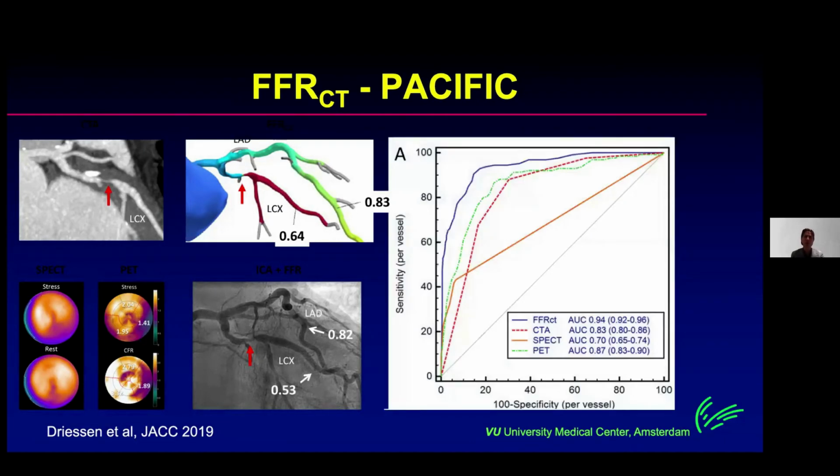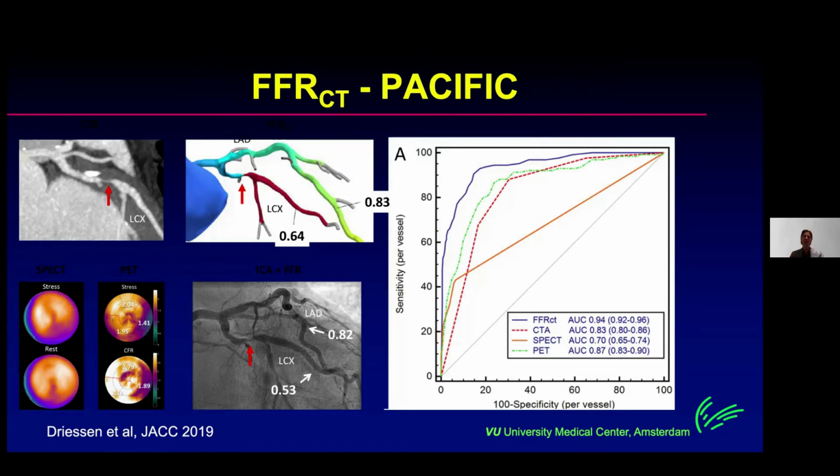And the results were actually quite surprising, because the blue line means that FFRCT has the highest diagnostic accuracy. So this basically changes the paradigm in which we say, okay, we need to start selecting on pre-test likelihood. No, there's no pre-test likelihood.